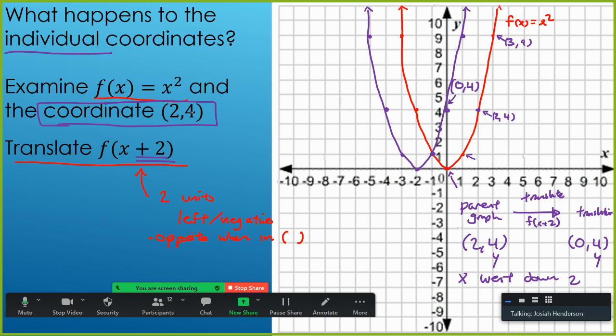My drawings are a little funky, right? But we know that the shape is staying the same and it's just shifting over. And that's where the x went down by 2 kind of comes into play. And that's happening to all the points.